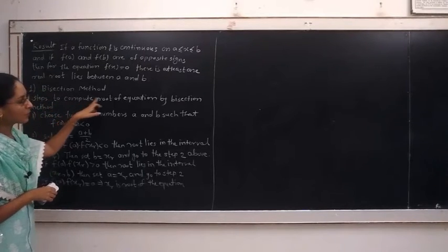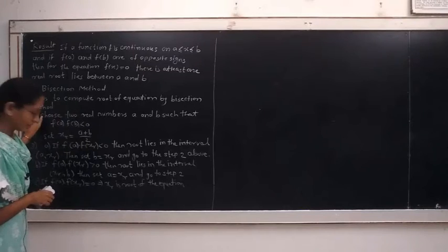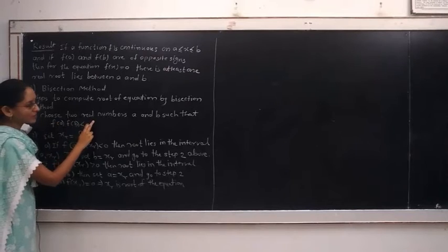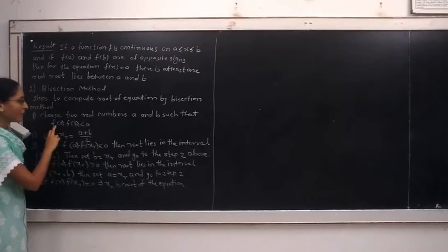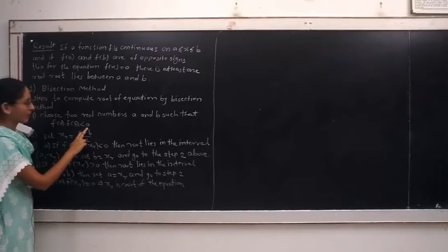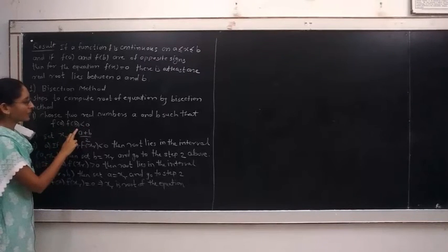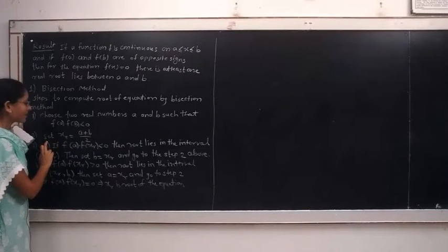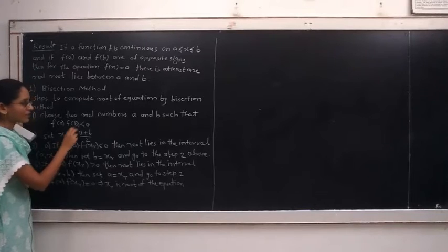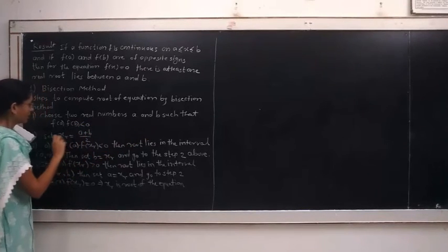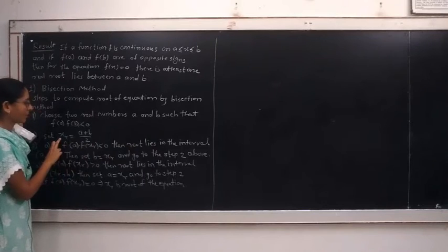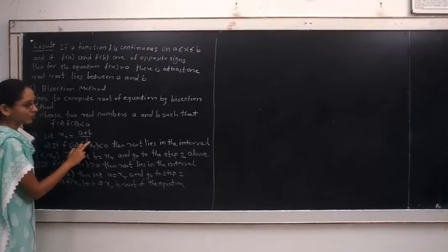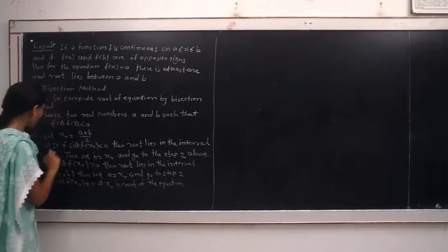The steps to compute the root of the equation by the bisection method are as follows. The first step is to choose two real numbers a and b such that f(a) times f(b) is less than 0, meaning f(a) and f(b) have opposite signs, so their product is negative. In the second step, set x_r. Once you choose a and b, you can find the value of x_r by using this formula: x_r = (a + b)/2, the mean of a and b.